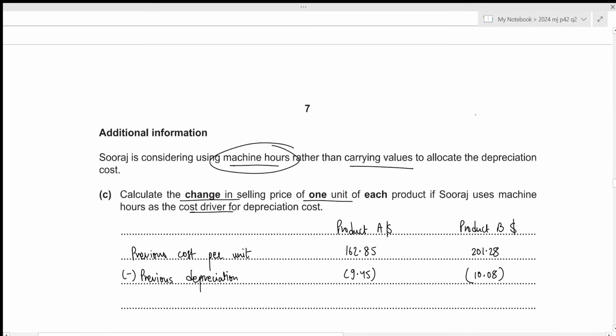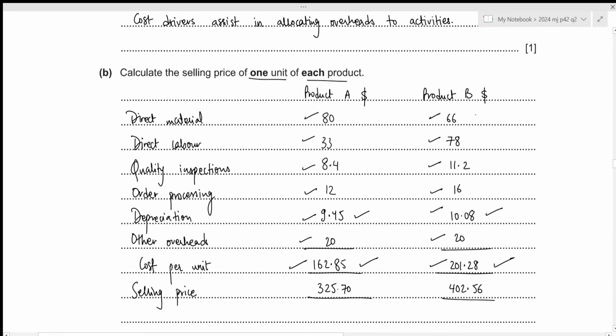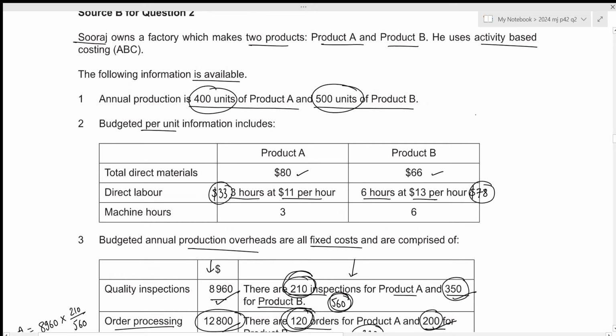Now let's calculate the new depreciation based on machine hours. In this case, we only have the machine hour per unit. We need to calculate the total machine hours first. So for product A, we have a total of 400 units. So 3 times 400 will be the total machine hours of 1200. For product B, we have 6 hours per unit and we have a total of 500 units. So 6 times 500 will result in 3000 machine hours. So the total machine hours in this case is 1200 plus 3000, which results in 4200.